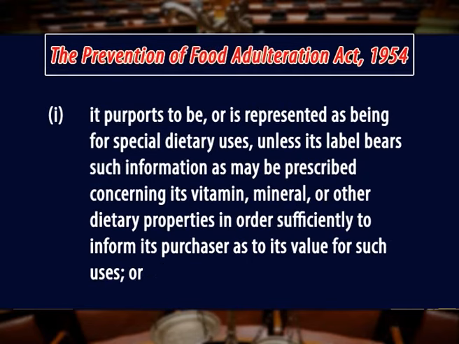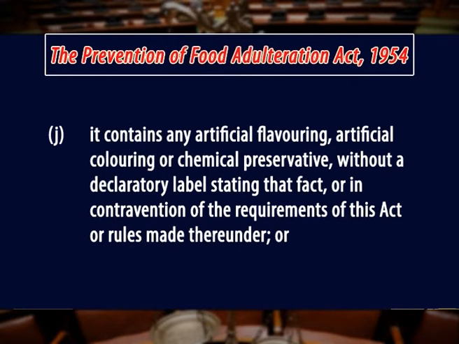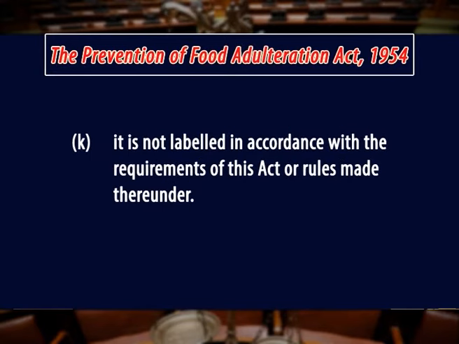(i) it purports to be or is represented as being for special dietary uses unless its labels bear such information as may be prescribed concerning its vitamin, mineral or other dietary properties in order to sufficiently inform its purchaser as to its value for such uses, or (j) it contains any artificial flavoring, artificial coloring or chemical preservative without a declaratory label stating that fact or in contravention of the requirements of this Act or rules made thereunder, or (k) it is not labelled in accordance with the requirements of the Act or rules made thereunder.